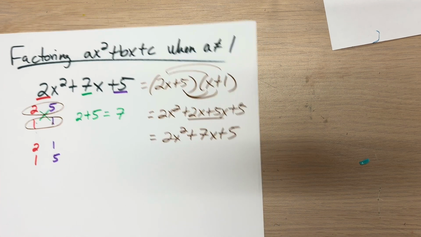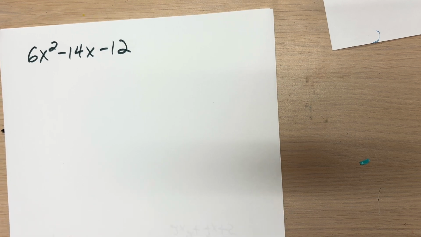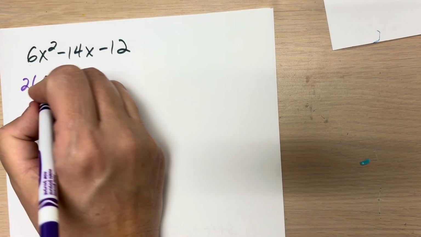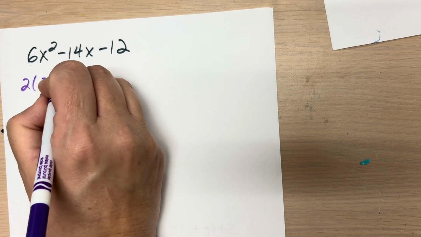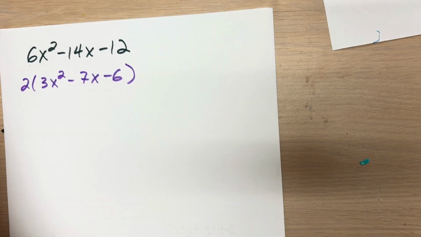Okay, let's try another one. Let's see. We have 6x squared minus 14x minus 12. I'm hoping that when you look at this, you notice that these are all even, so I can factor out a 2 as a GCF. I'm left with 3x squared minus 7x minus 6 left inside.